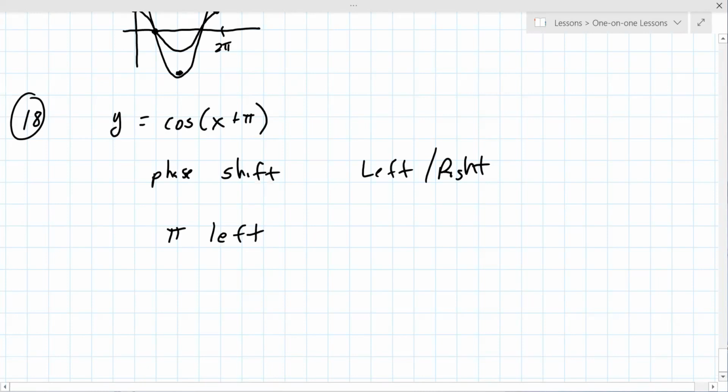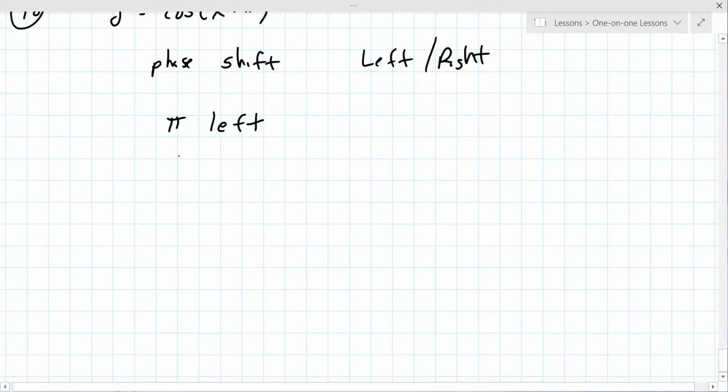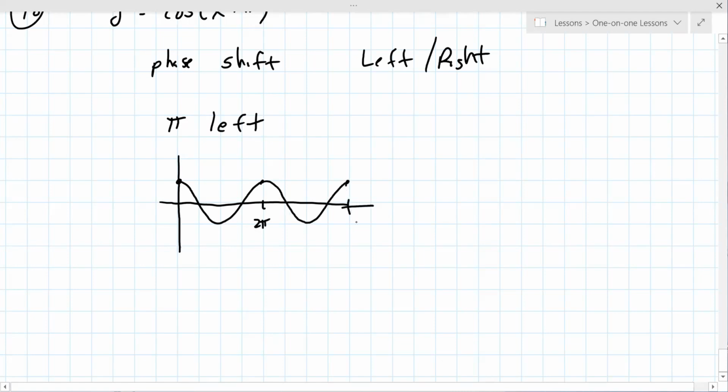Maybe that isn't clear, but it will be after we draw out what a cosine is. So a cosine, again, starts high, goes low, comes back up, and that's 2 pi. Then it does the same thing, comes down, comes back up, and that's 4 pi. Pi left means like here is pi, here is 3 pi. Everything is going to go left pi. So this one's at 0. It's going to go left to minus pi.